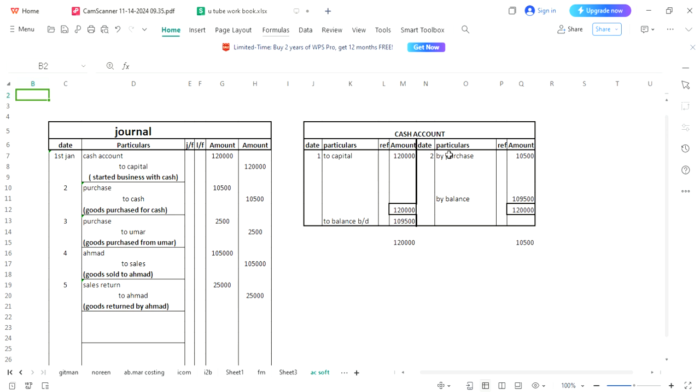I have made only one. You are responsible to make the remaining ledgers by yourself. All ledgers would be made with the same criteria. The method would be the same. That is why I'm not making them. Alright guys, so here our target was to understand how to make a ledger in Excel.